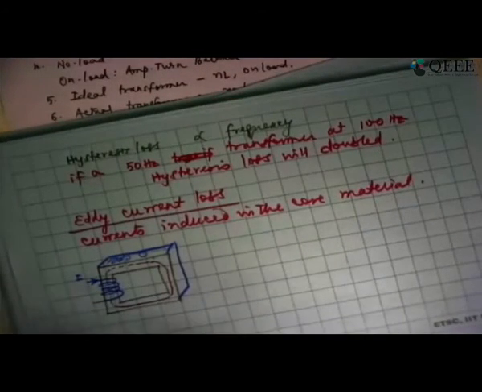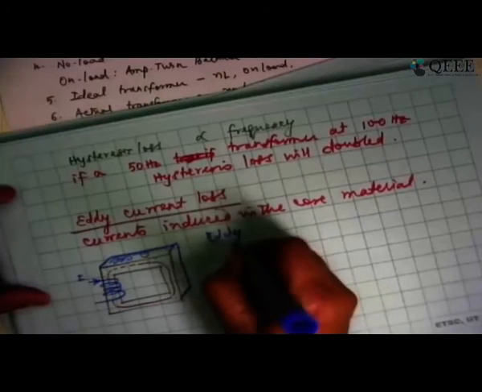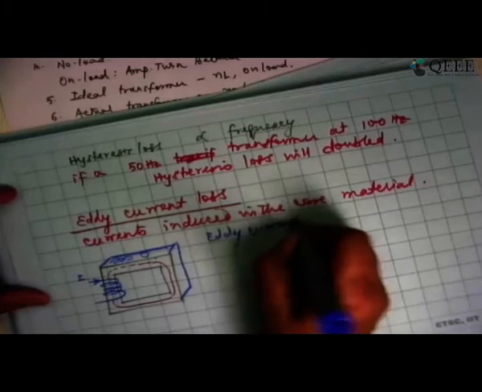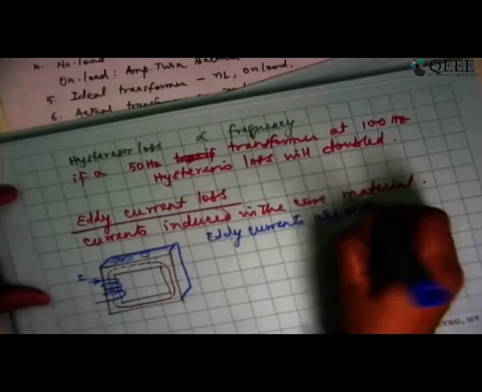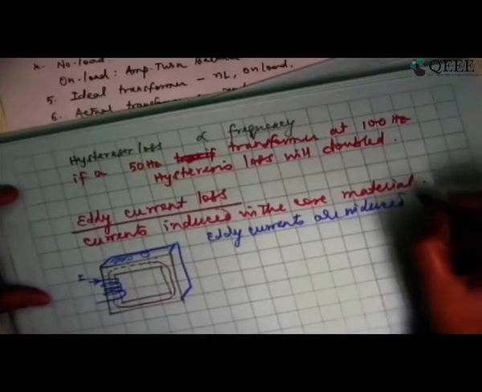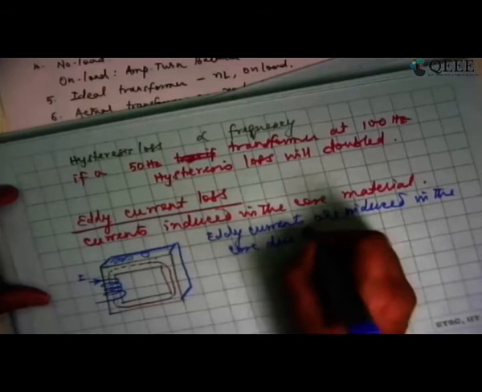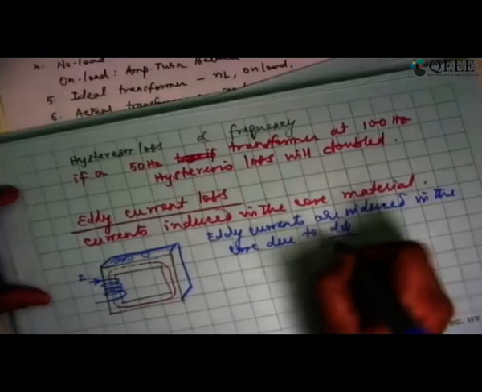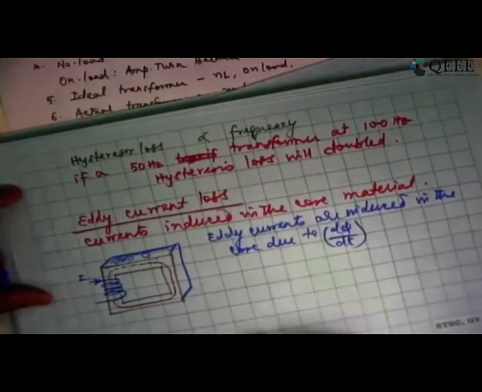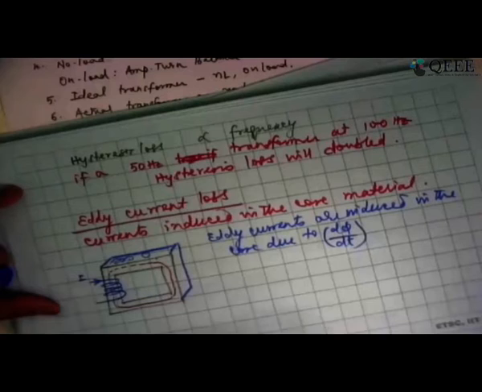It is like the water currents. Whatever is happening in the water, you can see water current going all over the place. So we call that eddy current. So eddy currents are induced in the core material, in the core, due to d phi by dt. Just like how that is happening in the winding, the same thing is happening in the core also.